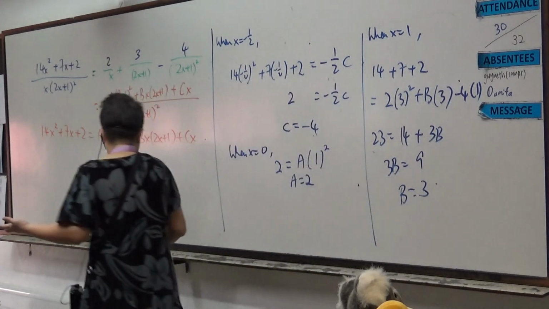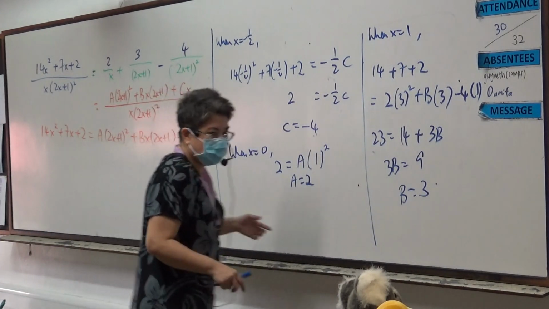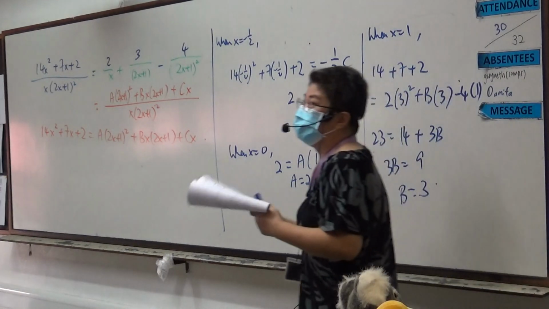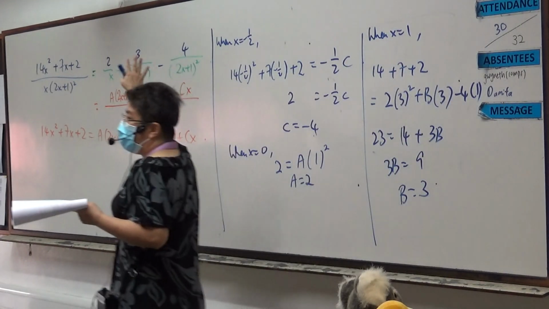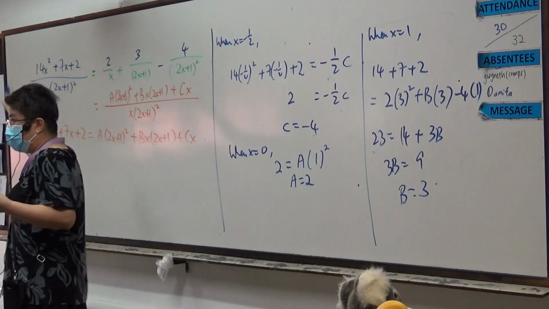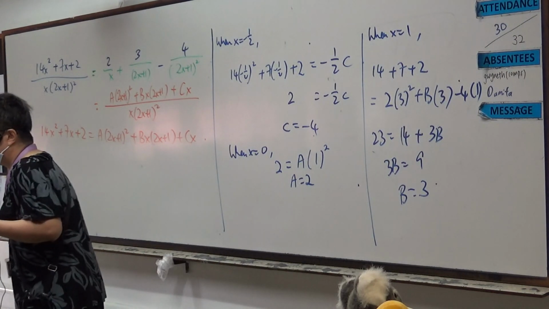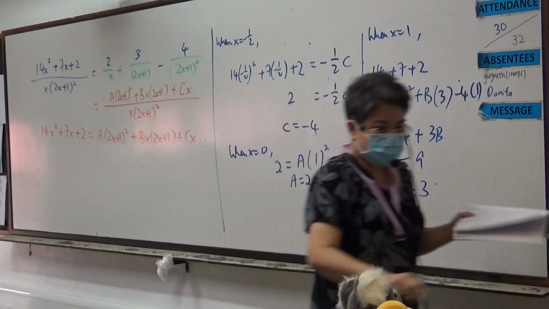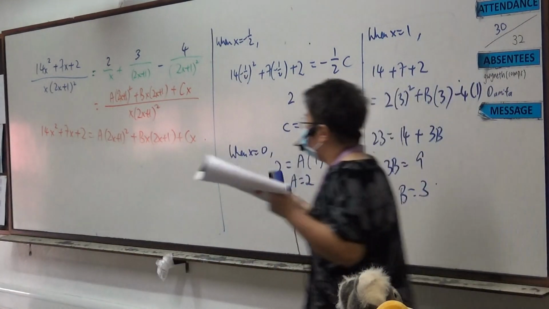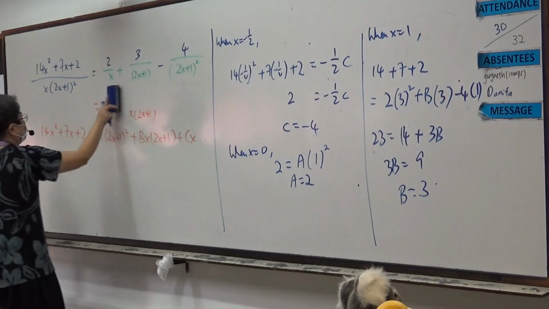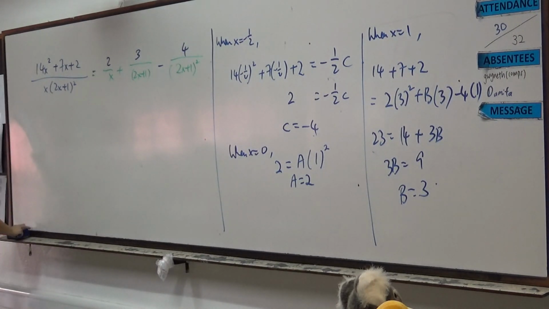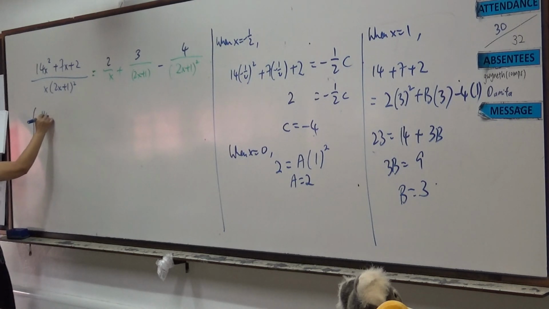Now the question says, what did they say? Look at the question. They say, hence. O-level likes this kind of question. Part A, put in partial fraction, then after that you integrate. Understand what I'm talking about? Okay, come, let's integrate. They say, hence, integrate this one.